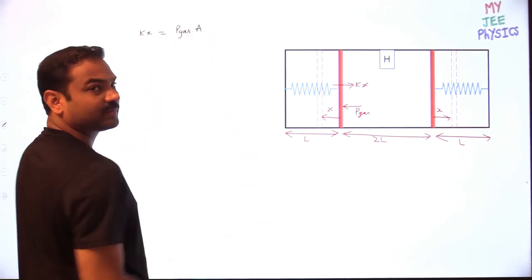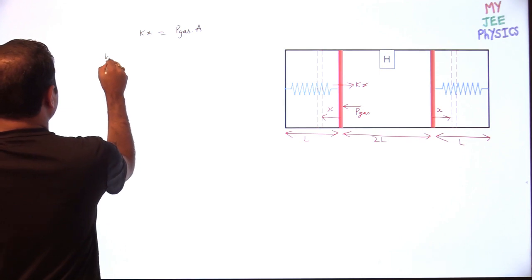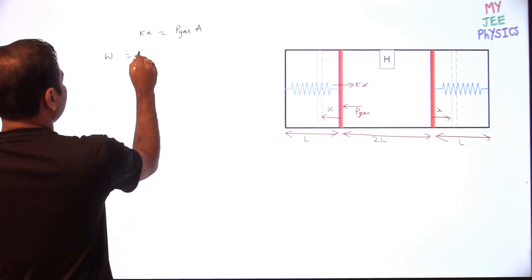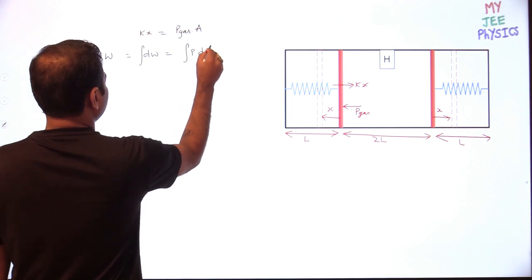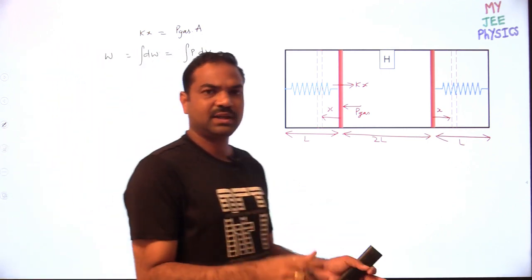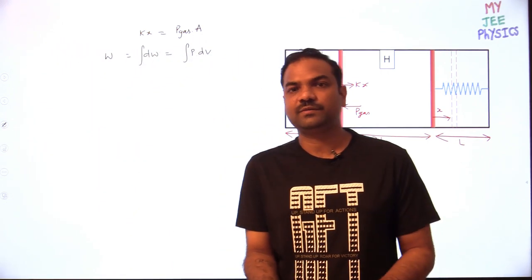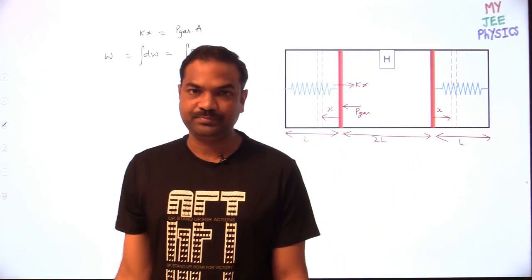Both the forces are equal. Then how to find out the work done by the gas? Work done by the gas, I can write down integral dW. See, this is the fundamental P dV. This is a very fundamental equation. Anywhere if you want to identify the work done, you can follow this method.